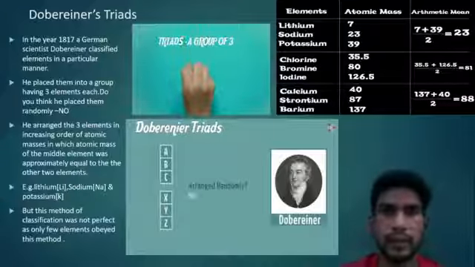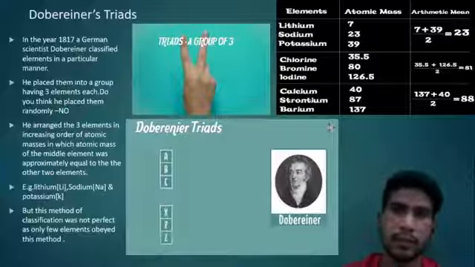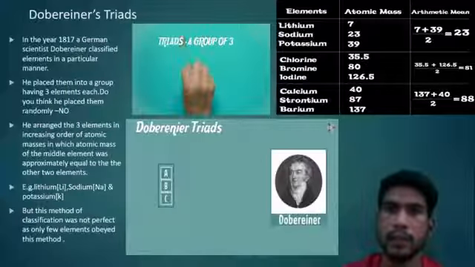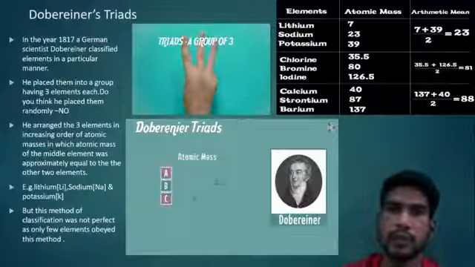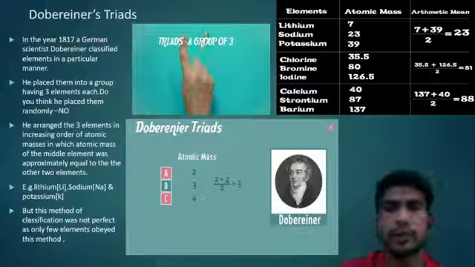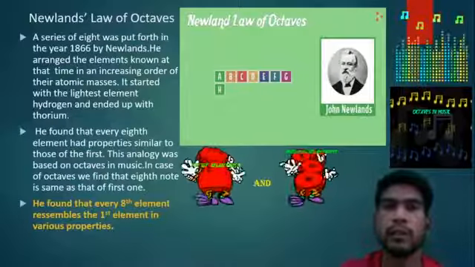So this was his attempt at classification of elements, but this method of classification was not perfect, as only a few elements were known to Dobereiner and he could not classify all those elements that were discovered later. So another method of classification was done by Newlands. Newlands' law of octaves.